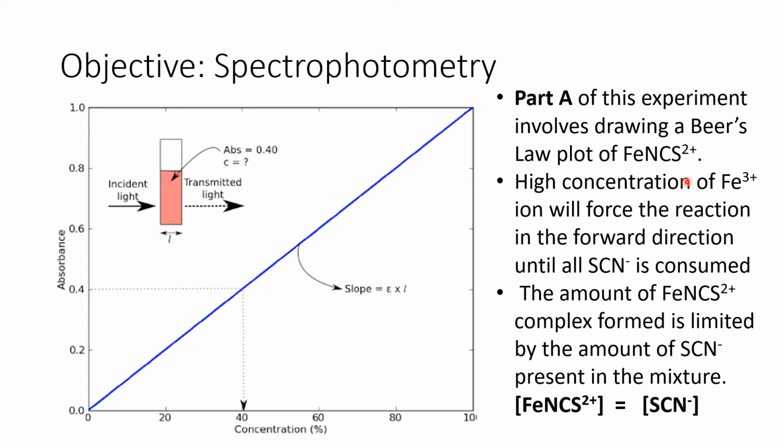But in part A, we have a high concentration of iron 3+. This will force the reaction in the forward direction until all of our thiocyanate is consumed. So the amount of our product, our complex, is limited by the amount of this. So we have this in excess, and then we have thiocyanate that is limiting, and because this is limiting, this directly tells us how much product we will get. So the amount of product or complex is equal to our amount of thiocyanate. That's our limiting reactant.